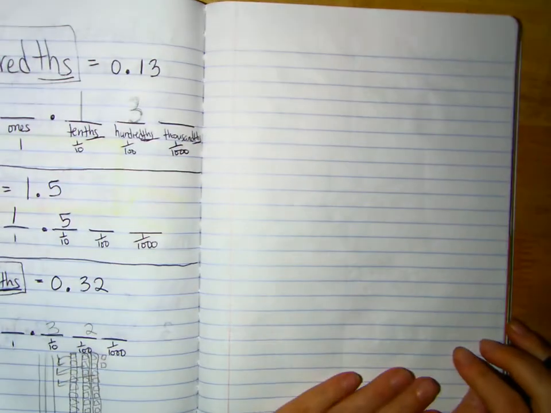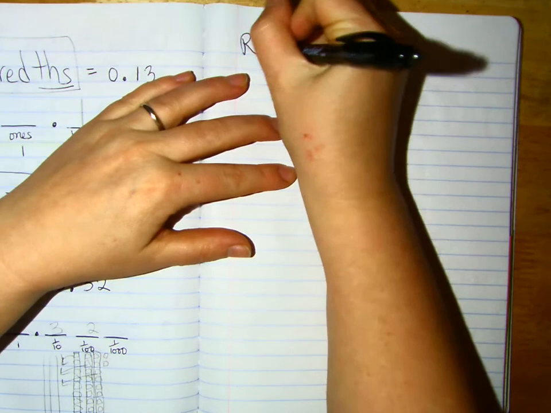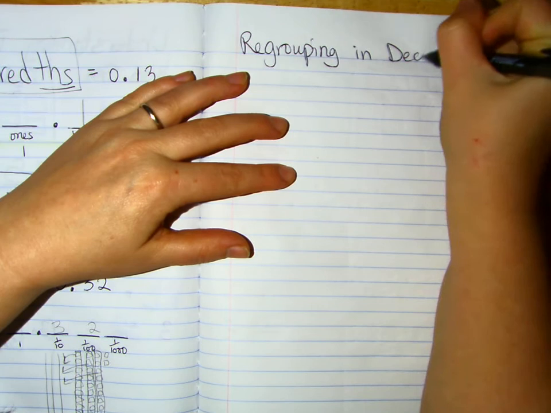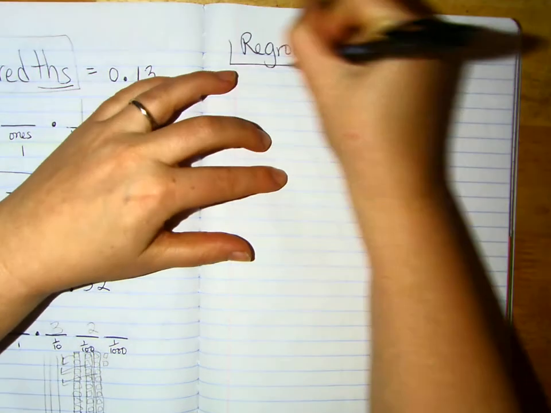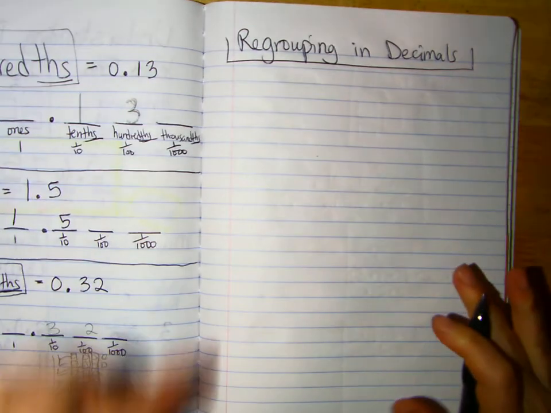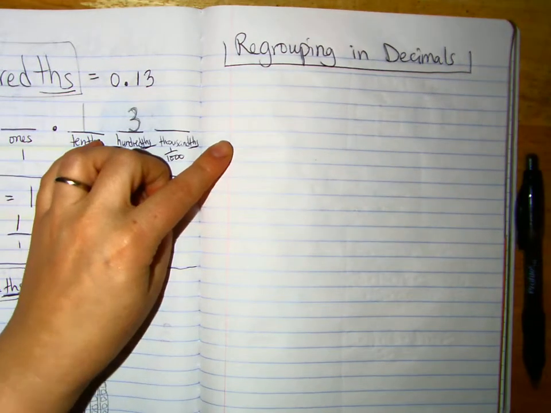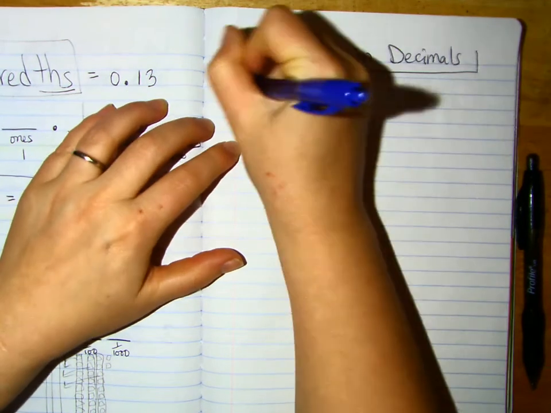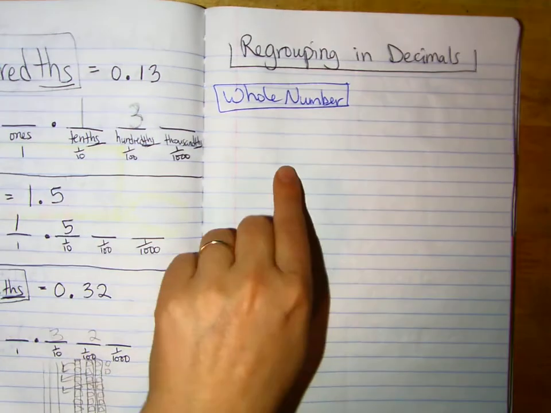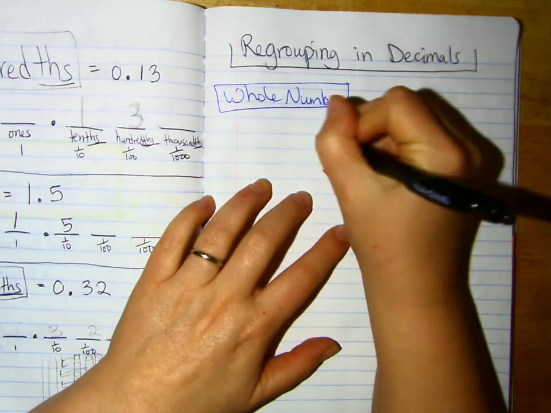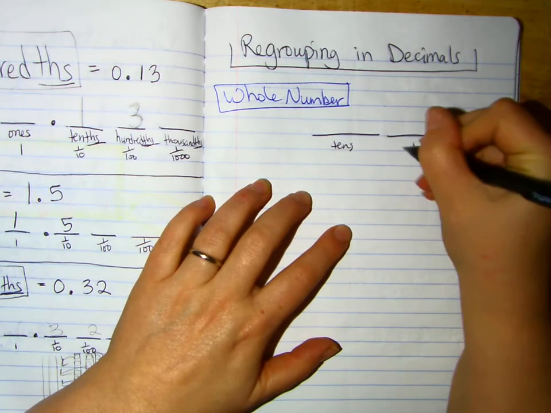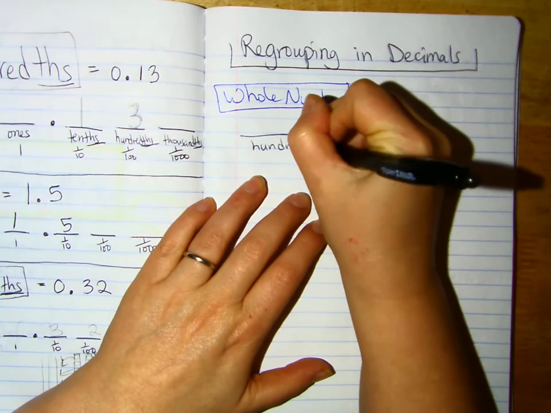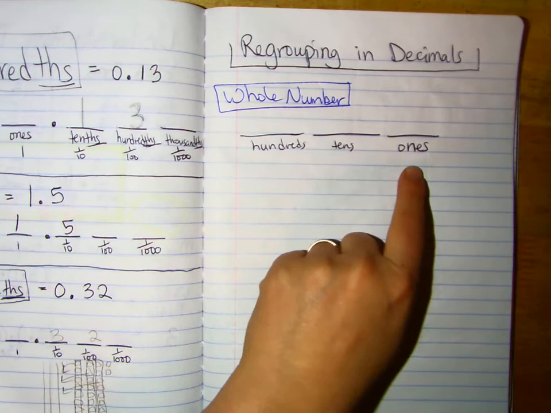So I am going to label this page Regrouping in Decimals. All right, so let's start with what we know about whole numbers. I'm going to write that right here, whole numbers. When I'm working with whole numbers, if I had my place value line, if I had ones and tens, so I'll write it like this, and hundreds. Some of you might notice this looks like an HTO chart, except it's a line.